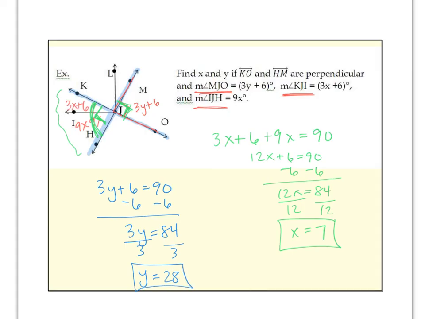Again, you're going to run into some of these on your homework. Do your best. Think about, like, how big are those angles? Are they equal to each other? Should they add up to 180? Should they add up to 90? Things like that. And make an equation and then try to solve the equation.